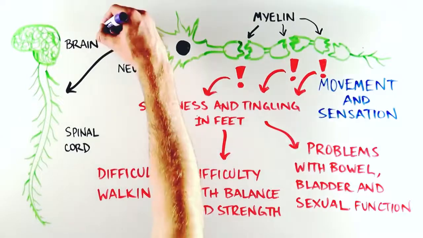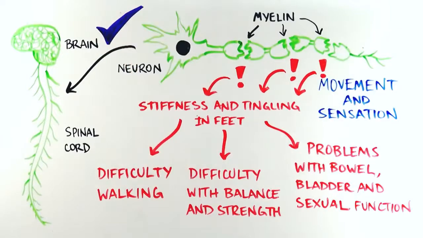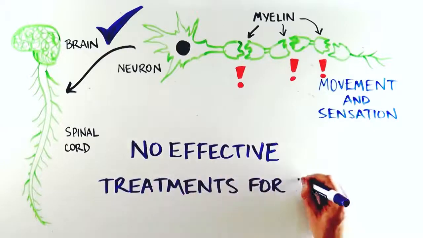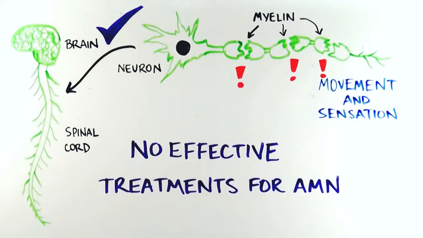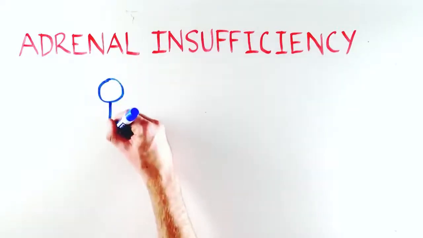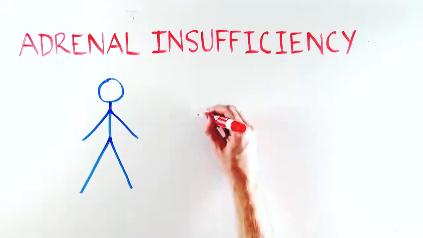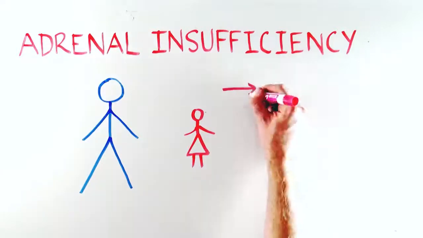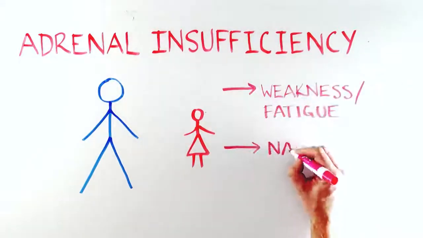Fortunately, the AMN phenotype appears to spare brain function. Unfortunately, we don't yet have an effective treatment for AMN. The next most common phenotype is adrenal insufficiency, which eventually affects most men with the ALD genotype, but is rare in women. Symptoms include weakness and fatigue, nausea, and low blood pressure.